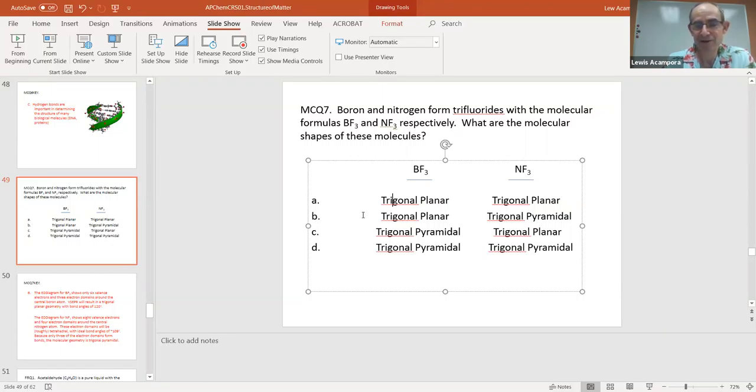This is a favorite schema of questions on the AP exam: to have you compare two different and closely related species. Moving on a little bit, because BF3 is very symmetrical, because the fluorine atoms are pulling the electrons toward the corners of an equilateral triangle, BF3 would be nonpolar. Nitrogen trifluoride, on the other hand, because the fluorines would all be pulling in somewhat the same direction, would be a polar molecule.